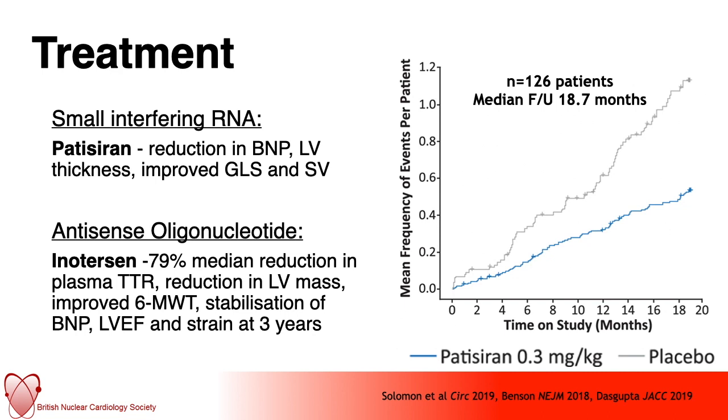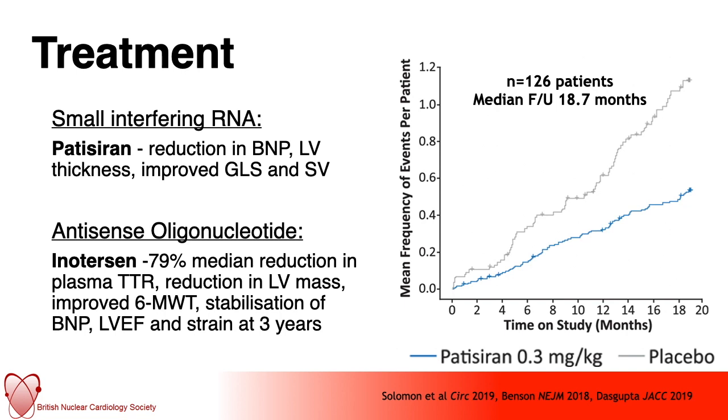Another potential novel therapy is inotersen, which is an antisense oligonucleotide, which has shown great promise and showed over a 79% median reduction in plasma TTR levels, with a reduction in LV mass, improvement in 6-minute walk test, stabilisation of BNP, LV ejection fraction and strain at 3 years. And that's some of the Dasgupta data, which is an investigator-led trial.